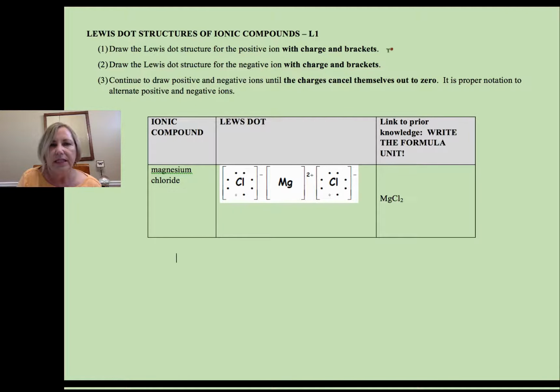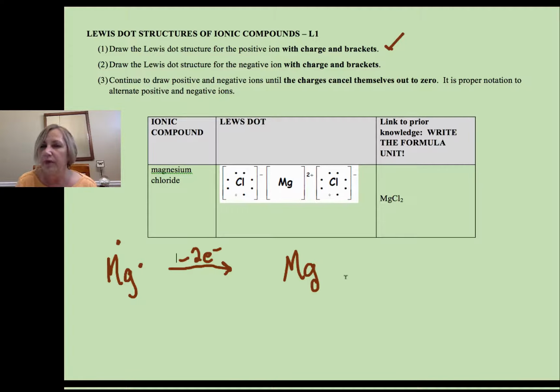So these are the steps. You want to draw the Lewis dot structure for the positive ion. You may want to start with the atom. Magnesium has 2 valence electrons. Group 2 will always lose those 2 electrons. So now it has the same number of electrons as the previous noble gas. And if it's ionic, you have to show those brackets and your charges. So I like to think of IBC root beer: ions, brackets, charges.